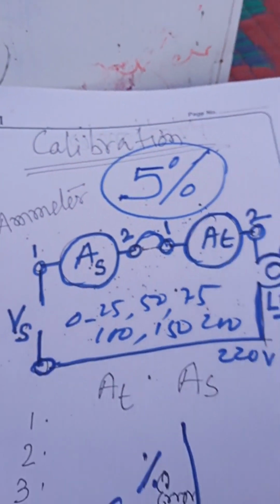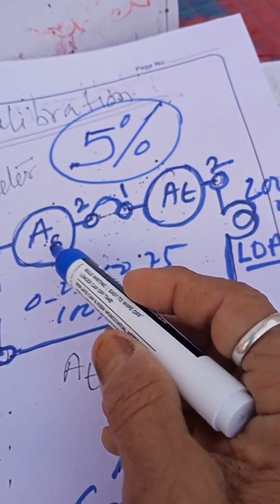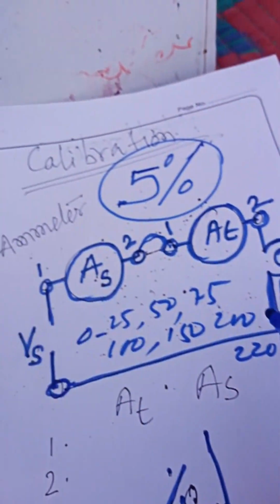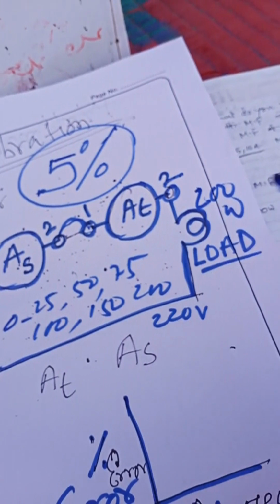Here I am showing the connection diagram. Two ammeters, this is the standard and this is the test meter, are connected in series with the load, say a 200 watt lamp. This is the circuit diagram.